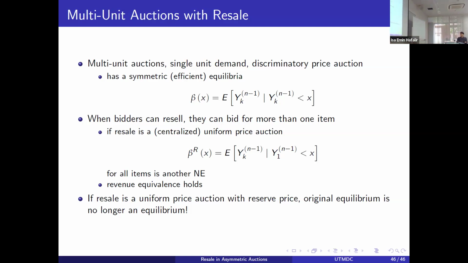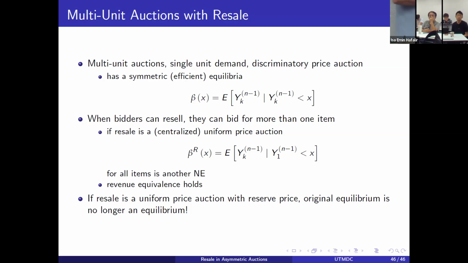In a discriminatory price auction, chapter maybe 12 of BJ's book will tell you that we have a symmetric equilibrium under the symmetric setup, in which the equilibrium bid function is given by this expression. And so the allocation is symmetric, so there is no reason for resale. The answer is actually no.